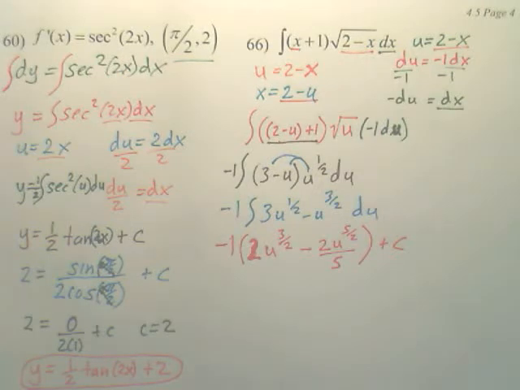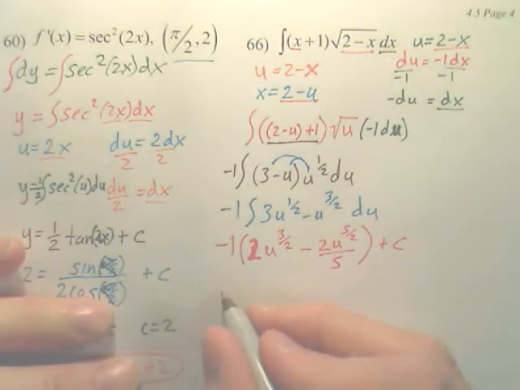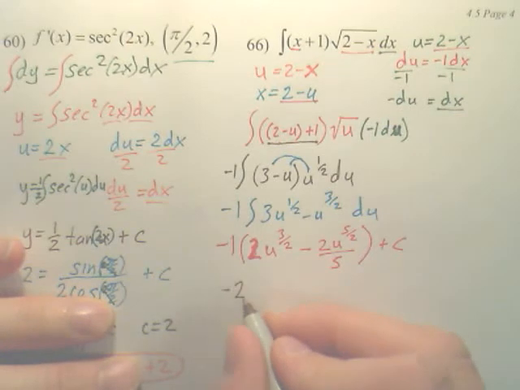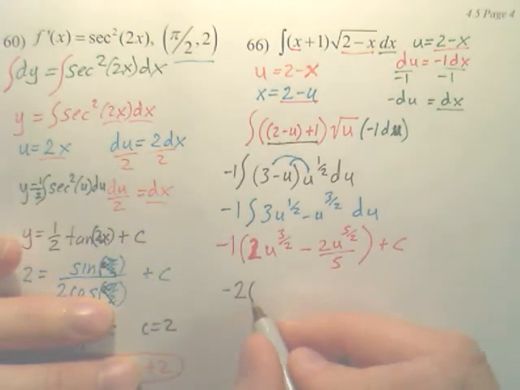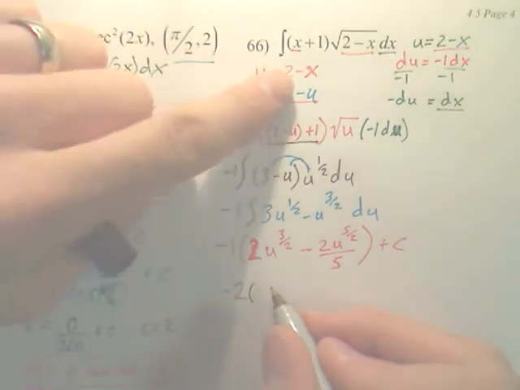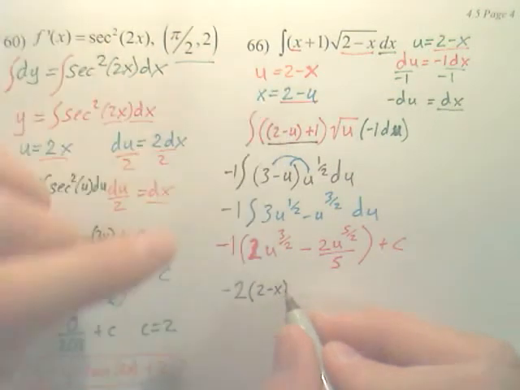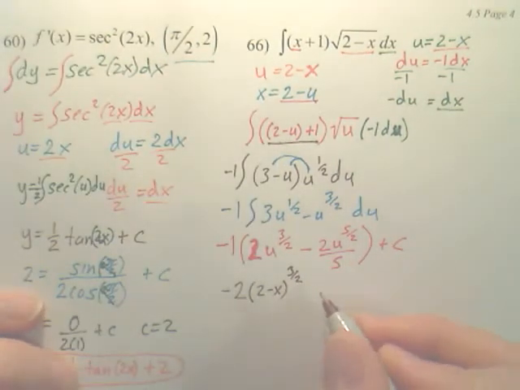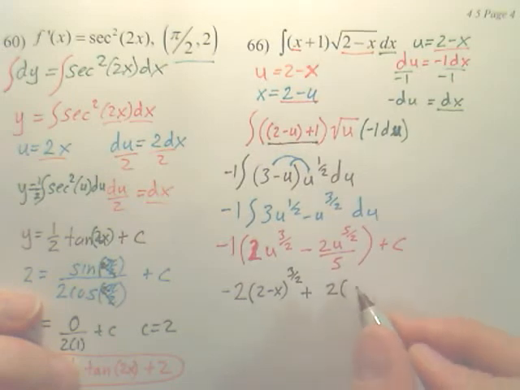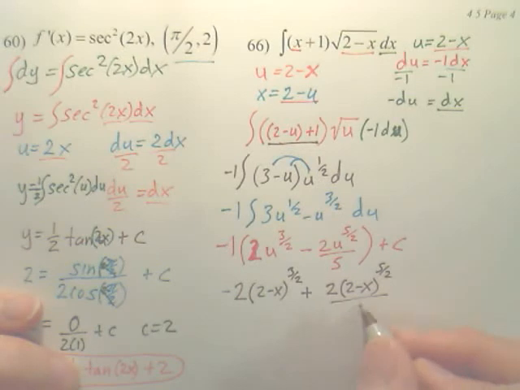Let's distribute the negative and plug in the u. So we now have negative 2. And u, what was u again? It was 2 minus x. This becomes a plus. And the 5 over 2, and this is a 5 plus c.